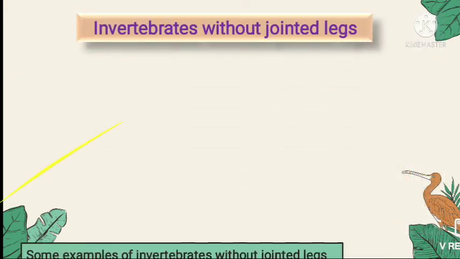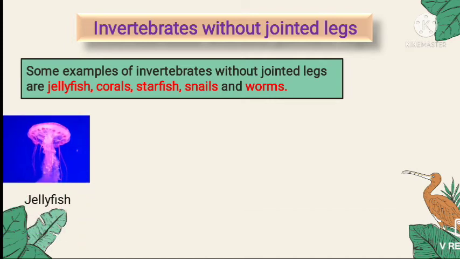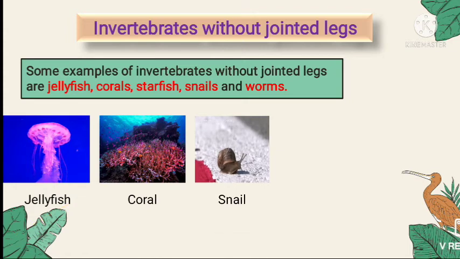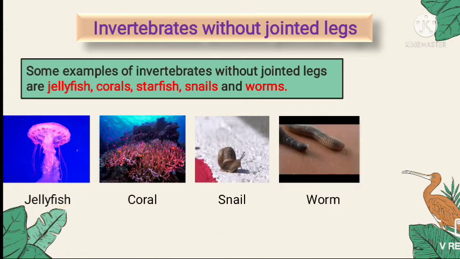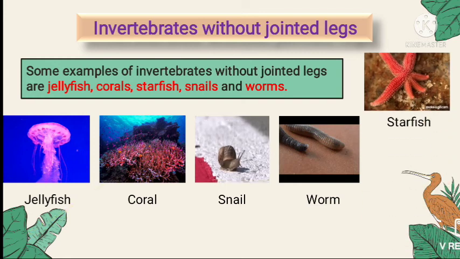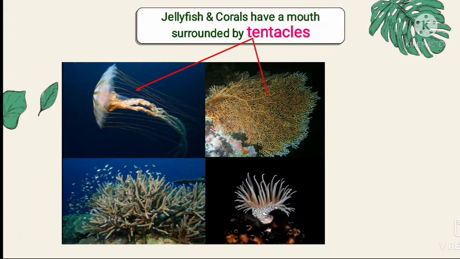And then the invertebrates without jointed legs. They are such as jellyfish, coral, snails. Look at the snail. The earthworm, and also the starfish. So these are the invertebrates without jointed legs. Let's take a look at what is interesting about them.